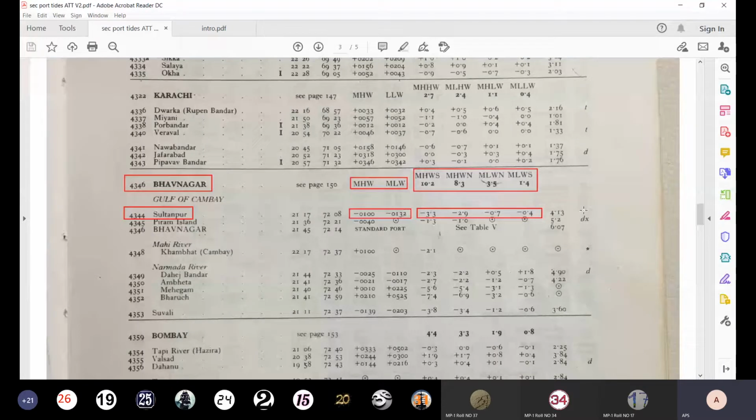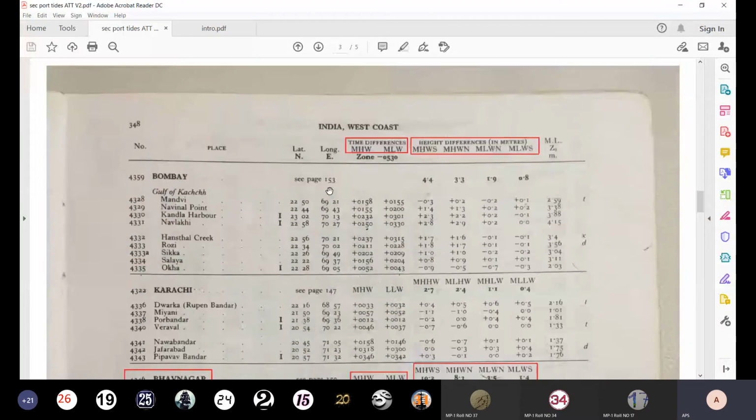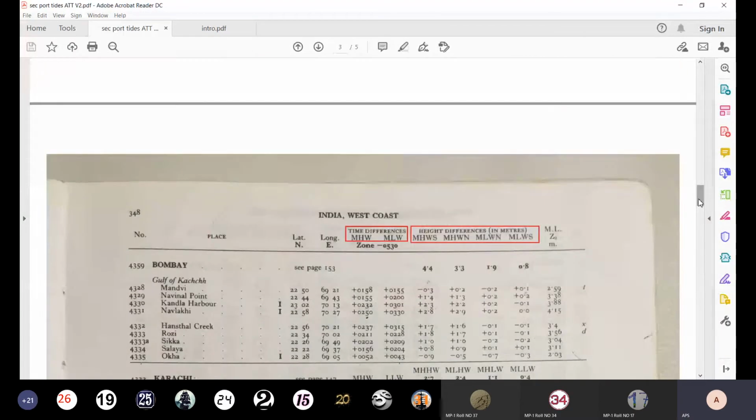Now what is the first thing we have to do? We have to get the daily data for the standard port. Then only we can apply time and height correction. So we will get the data for 2nd February 1992, Bhavnagar. For Bhavnagar, they have said you can go to page 150. So go to page 150, Bhavnagar.